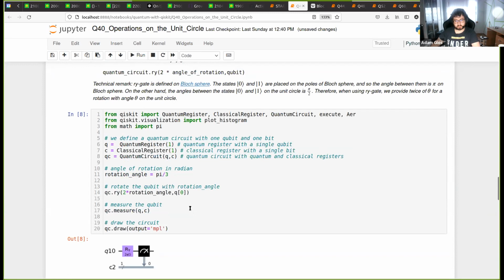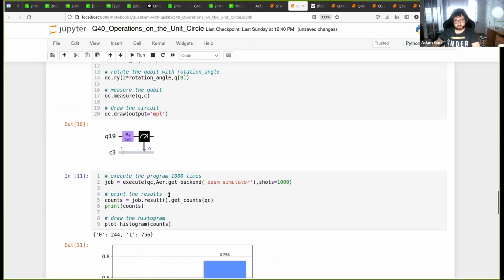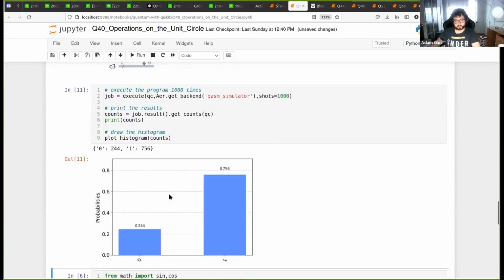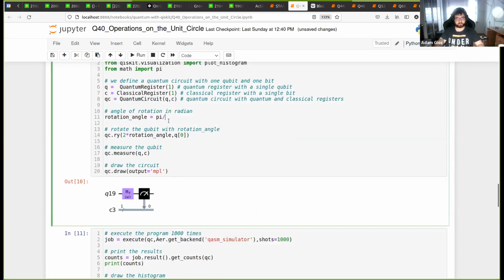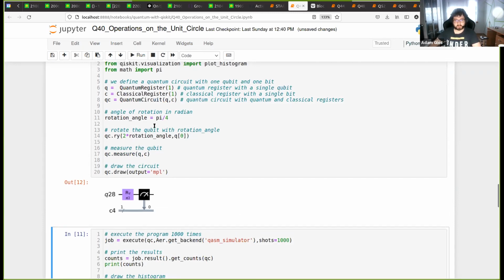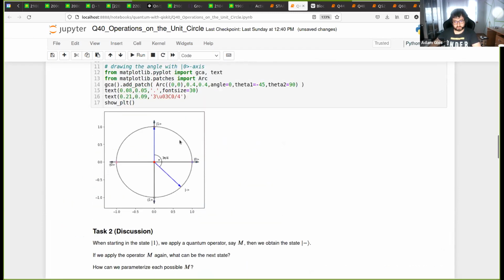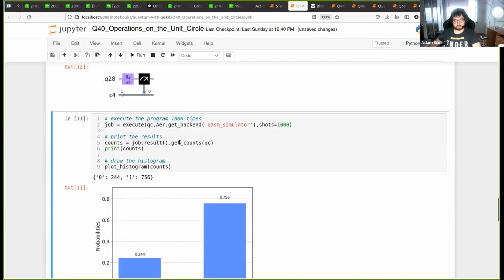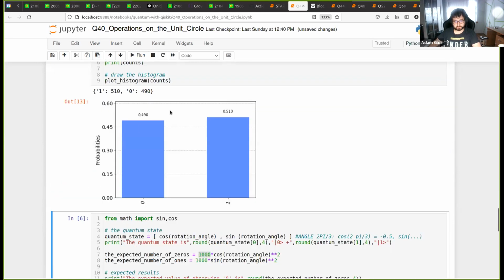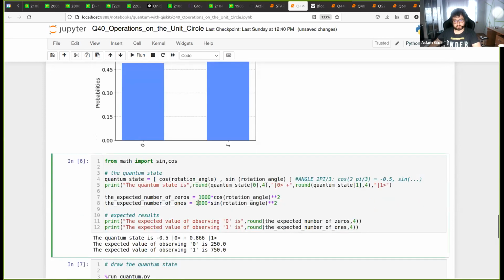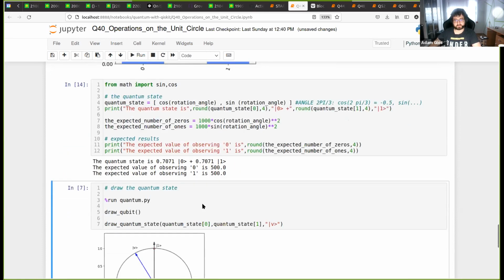Sorry, but something is not right. Oh, wait, it is right. Sorry. So maybe we could take a different angle, pi over 4. Rotation by pi over 4 should give us the plus state, right? So we should expect similar statistics. And cosine of pi over 4 and sine of pi over 4 are the same, square root of 2 over 2. Everything works.